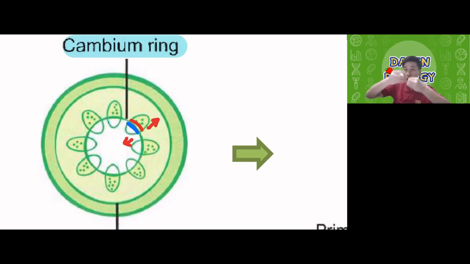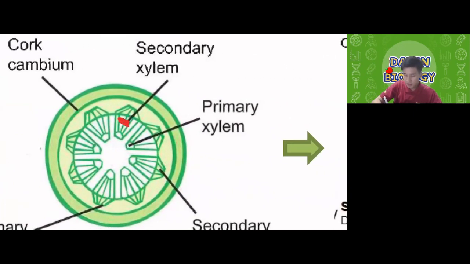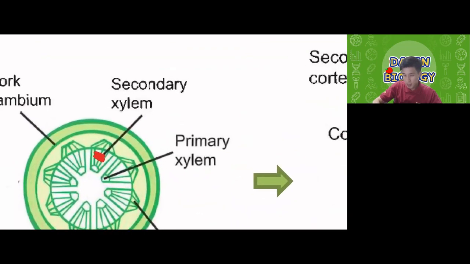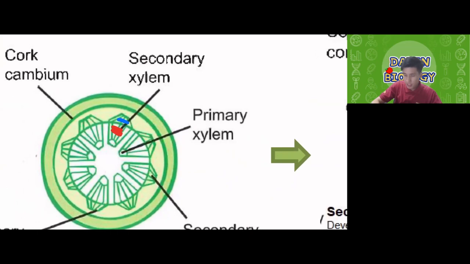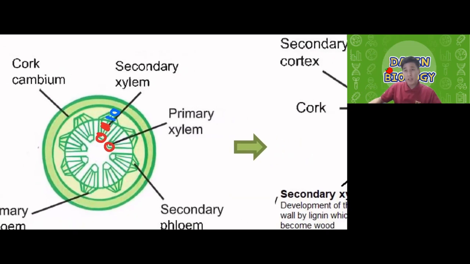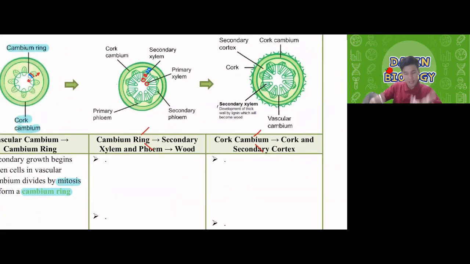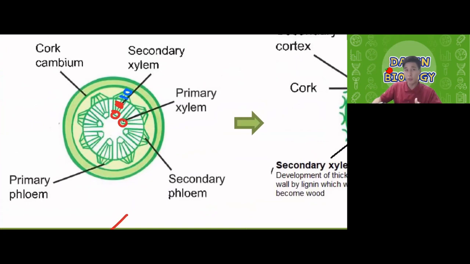So you just need to remember, primary will always be pushed further away from the ring. Secondary will always be closer. As you can see here, your secondary xylem here and secondary phloem here. Primary xylem being pushed inside already. See the label here already. And your primary phloem we push outside. So just remember, further away primary, closer secondary. Understand? Guys, you understand, right? Know how to label which is which, primary further, secondary closer?